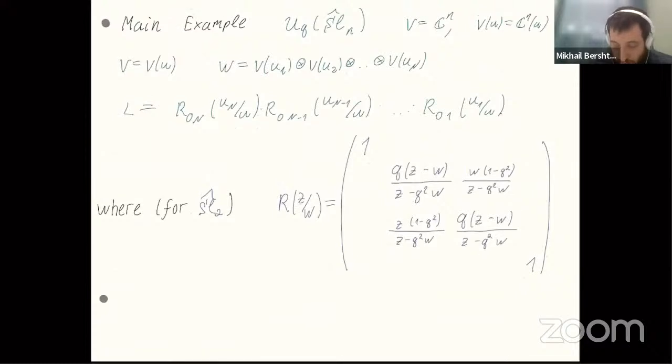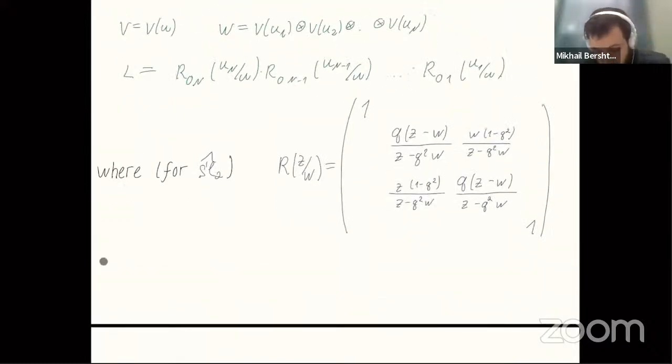There is one more form of the problem of the commutative algebra. I will state it specifically for this case, but it can be generalized. Let us note that if we take z equal to w, namely we compute R of one, what do we get? We get ones on the diagonal, and on the central, most interesting block, we get zeros here and ones here. So we get just P, the permutation matrix.